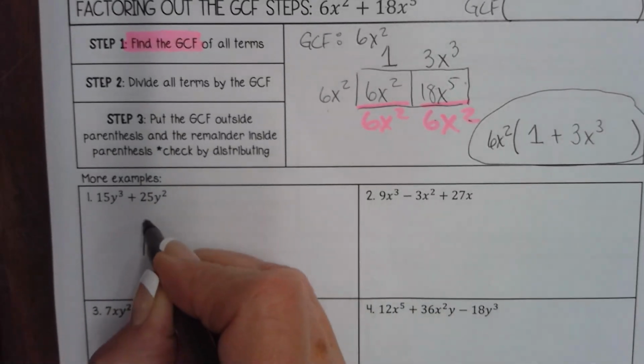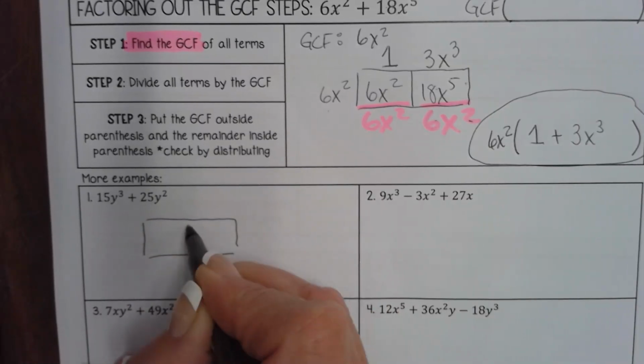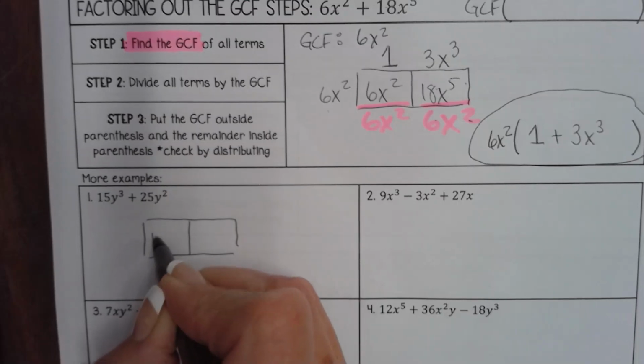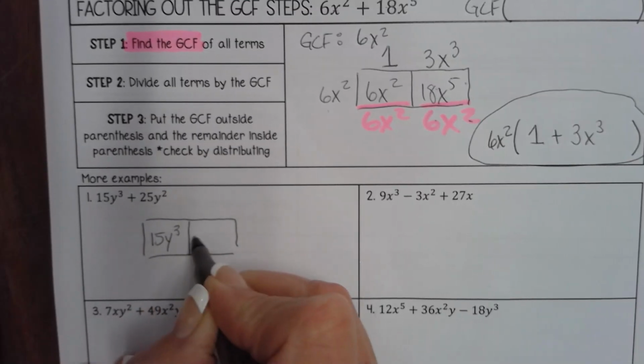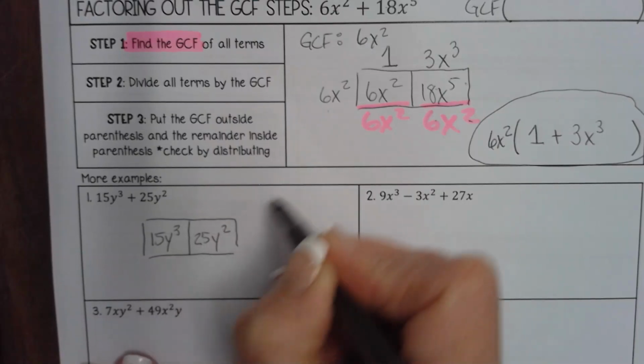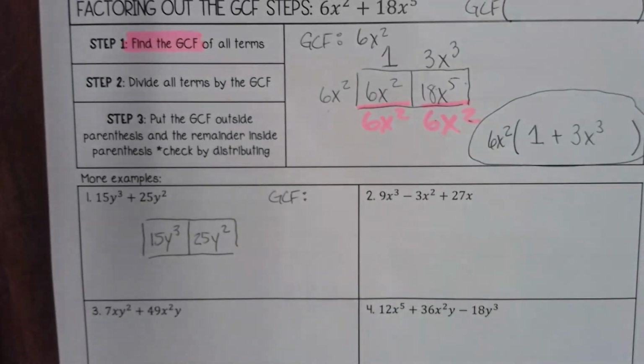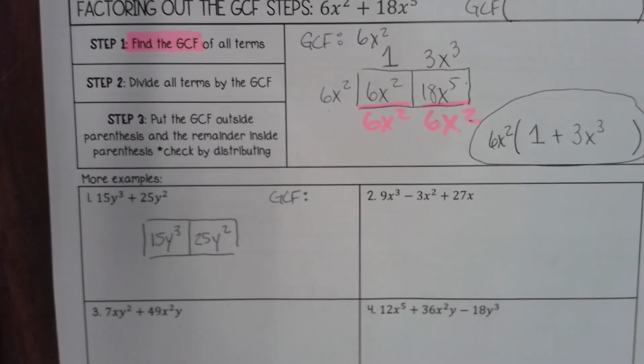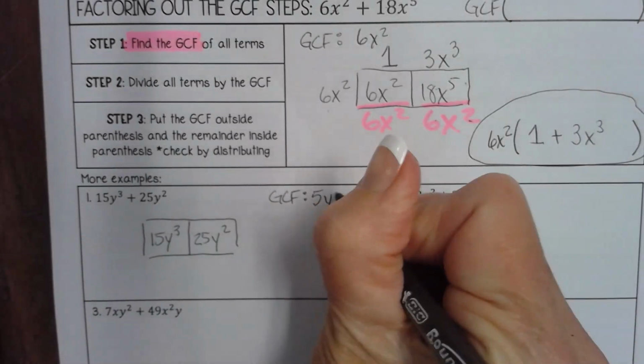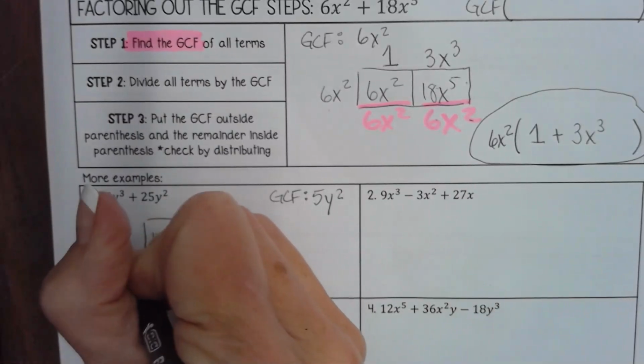So I'm going to come here and I'm going to set up 2 boxes. I'm going to put my terms in there. 15y cubed, 25y squared, and the first thing I'm going to do is find my greatest common factor. What's my greatest common factor? 5 what? 5y squared. That's correct. 5y squared. So that goes on the outside.